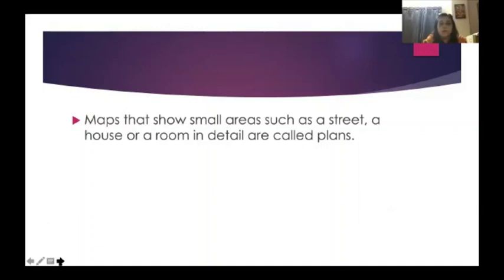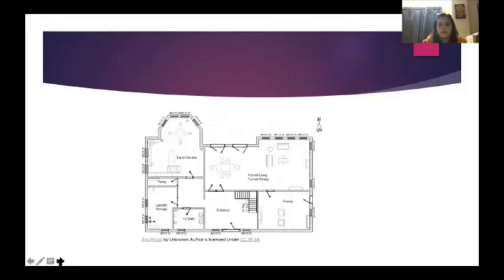Maps that show small areas such as a street, a house, or a room in detail are called plans. Can you see the plan here? It is just a plan of a house. So you see, it's an entrance. If you go there, you have the formal living room, then you have the dining room, you have the kitchen here. So it is shown in a detailed form.